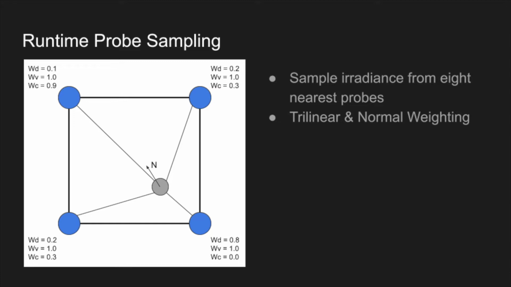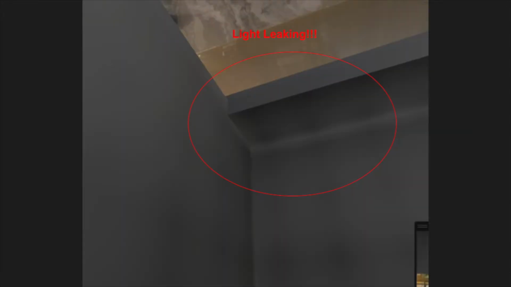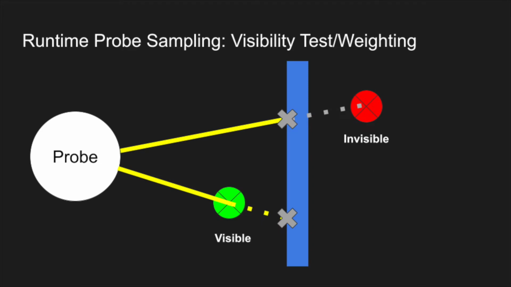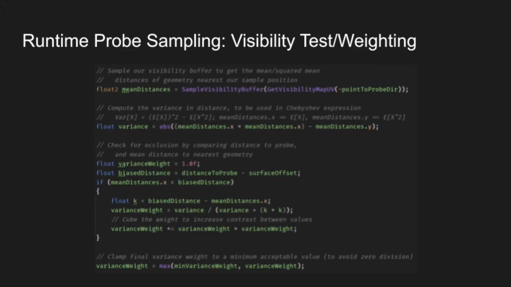We first use a trilinear and normal weighting, but this will introduce serious light leaking issue near walls as we interpolate between indoor and outdoor probes. To solve this, we perform a visibility test. If the distance between the sample point and the probe is smaller than the radial depth on that direction, we know the probe is visible to the sample point. Otherwise, we utilize Chebyshev's inequality to determine the possibility that the probe is invisible.